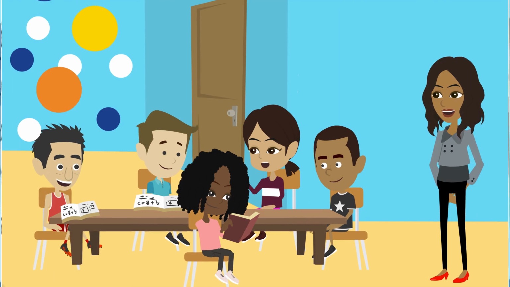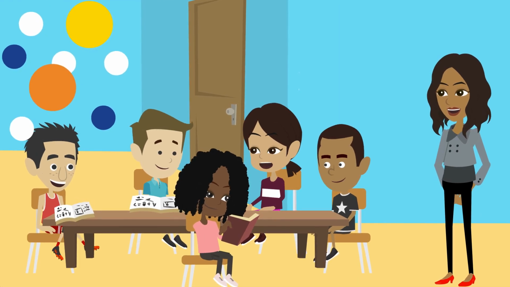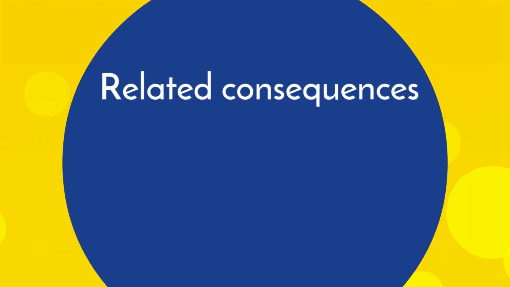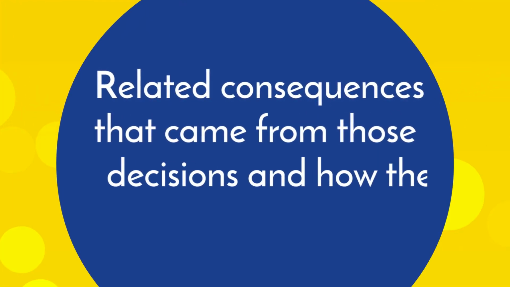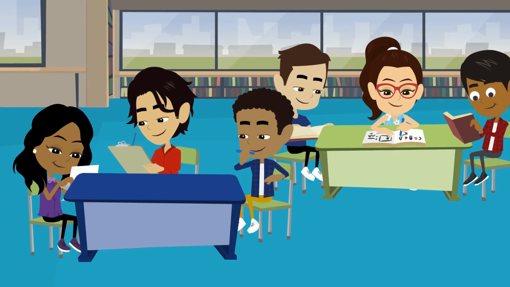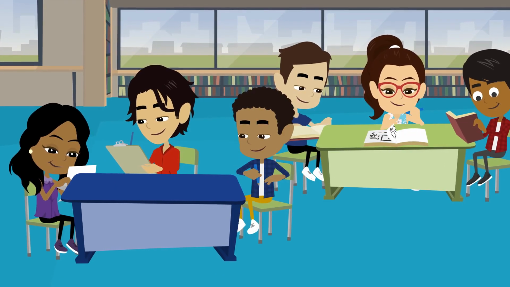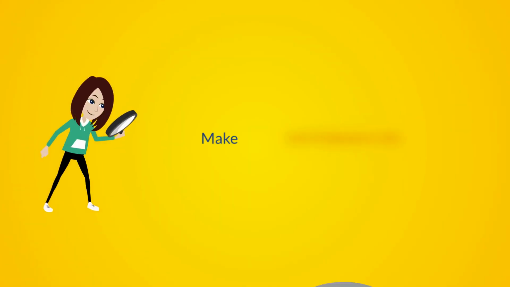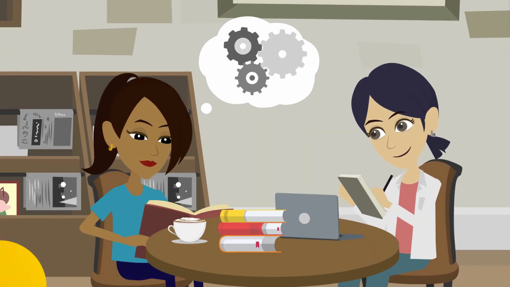As well, we can discuss historical events and their roadblocks and problems and solutions and related consequences that came from those decisions and how they affected others. After which, leverage these discussions to then provide writing assignments that build upon your students' ability to make inferences and use critical thinking.